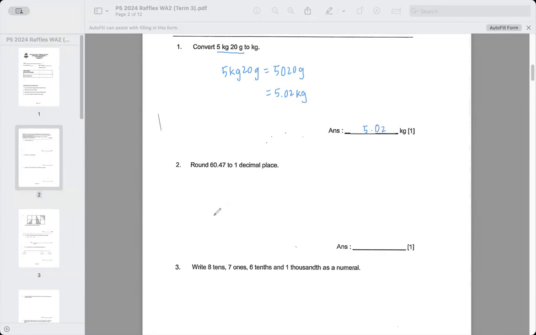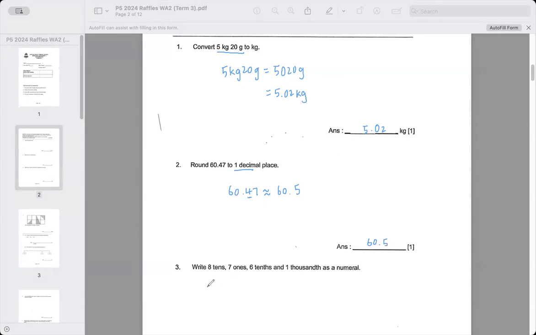All right. Question 2, round off 60.47 to 1 decimal place. So 60.47, you want to round off to 1 decimal place. This is your number in the 1 decimal place. You have to look at the number after that, which is 7. So 7, you have to round up. So the 4 goes up, it becomes 60.5. Okay, let me write it better. 60.5, and that's our answer for question 2.